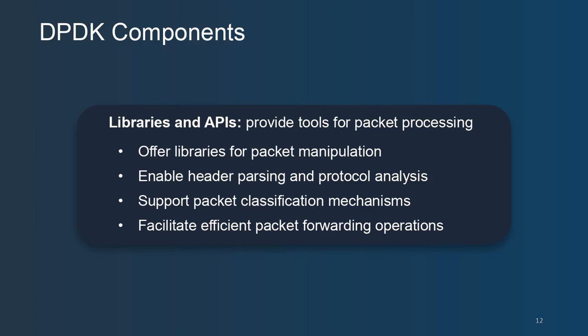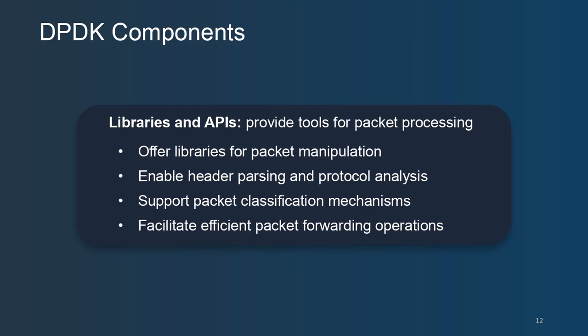Now let's look at the final component, libraries and APIs. These are the tools that you use to build your actual packet processing logic on top of the lower level components we just discussed. Specifically, they offer libraries for packet manipulation, functions to parse, modify, and analyze packet headers. They enable protocol analysis, extracting fields from Ethernet, IP, TCP, UDP headers quickly. They provide packet classification mechanisms, hash tables, flow tables, ACLs to make fast forwarding decisions.